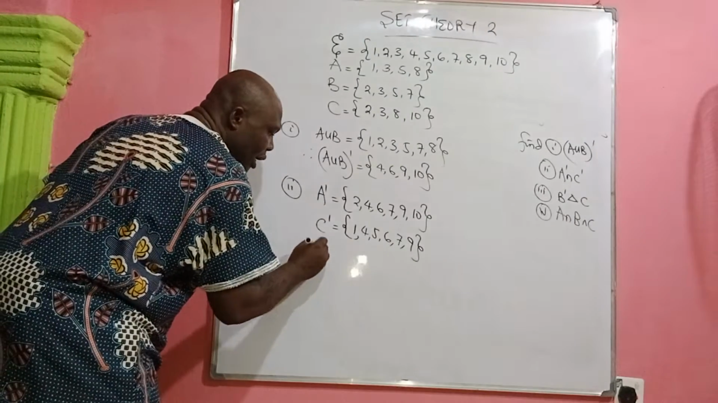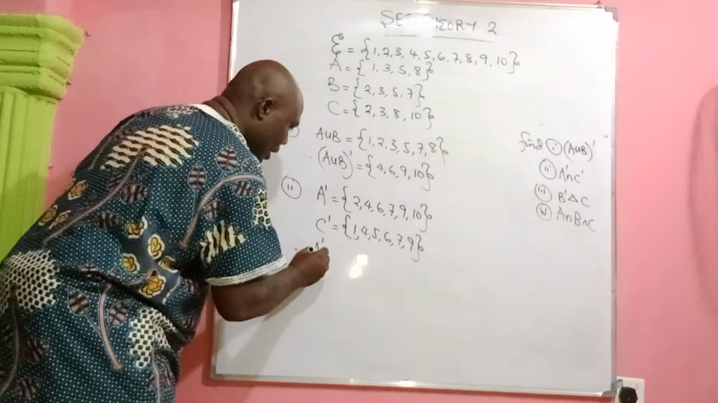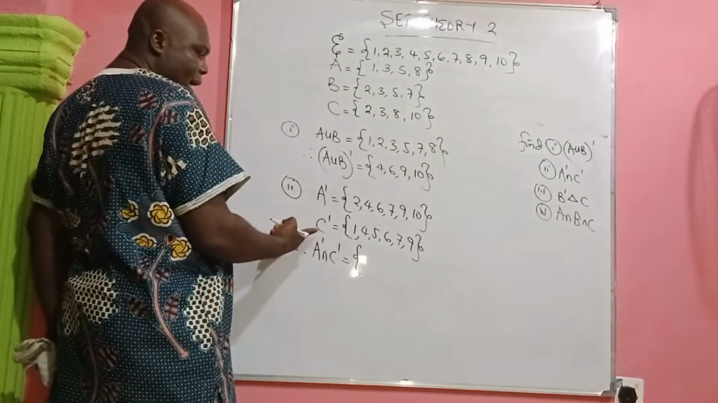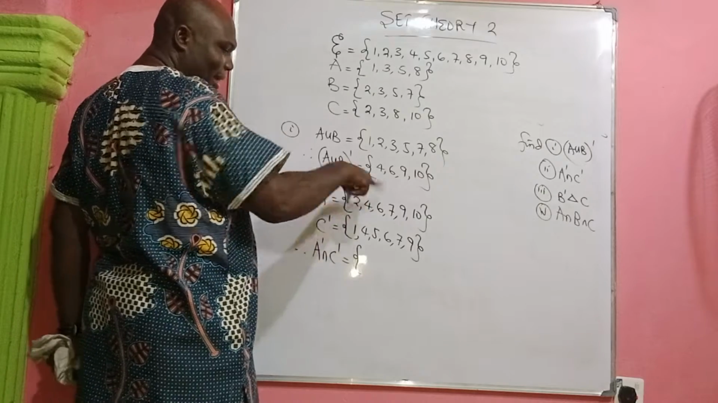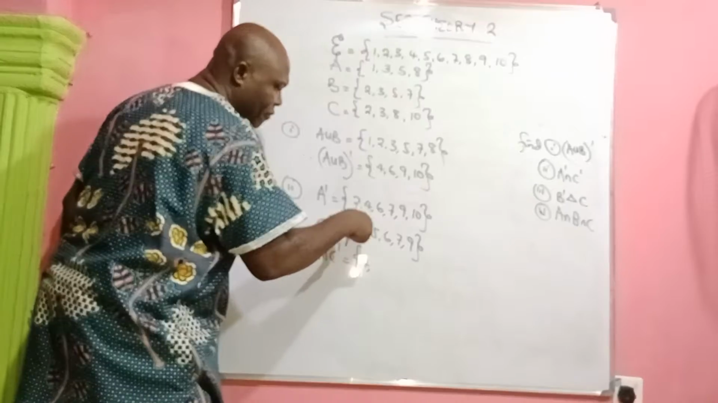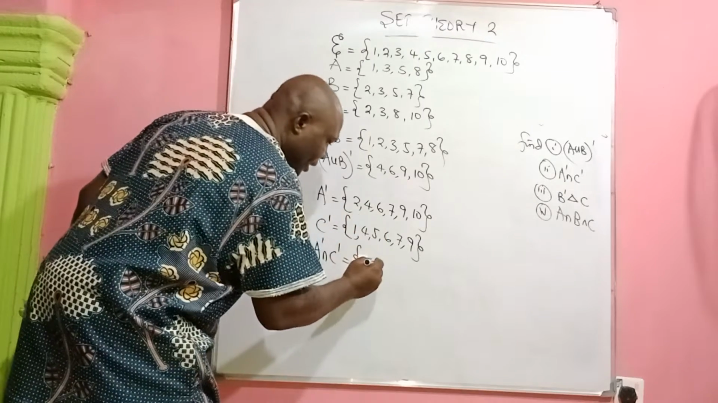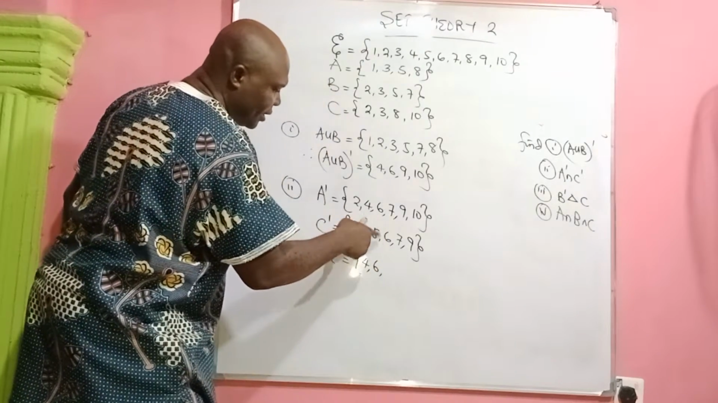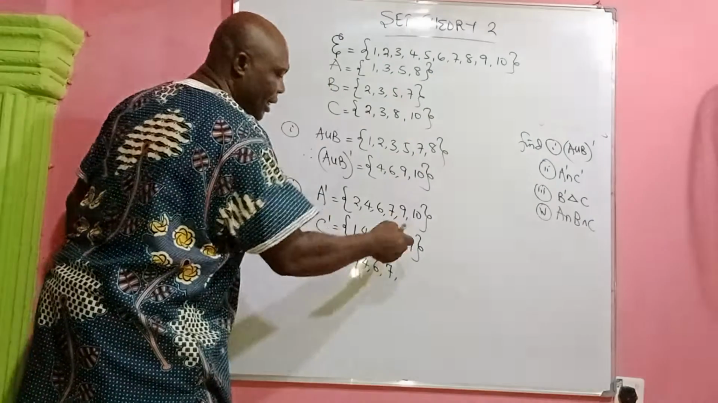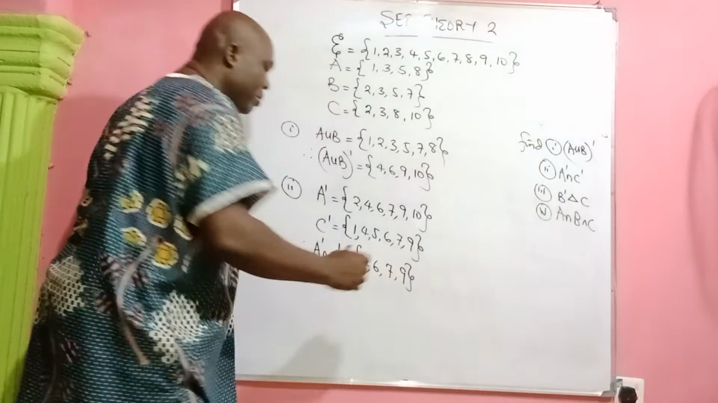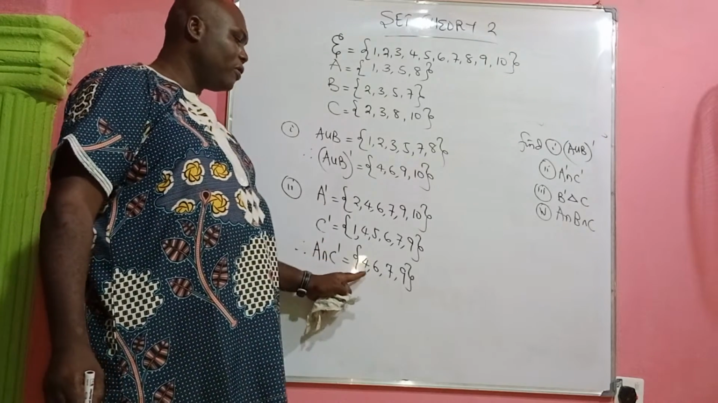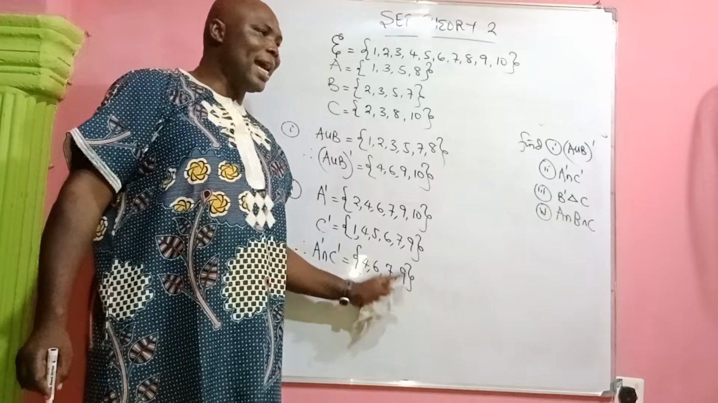Therefore, A complement intersection C complement, meaning that the A complement and the C complement, what are the intersecting elements? 4 is intersecting. After 4, 6 is intersecting. After 6, 7 is intersecting. And then 9 is intersecting. It therefore means that A complement intersection C complement will give us 4, 6, 7, and 9.